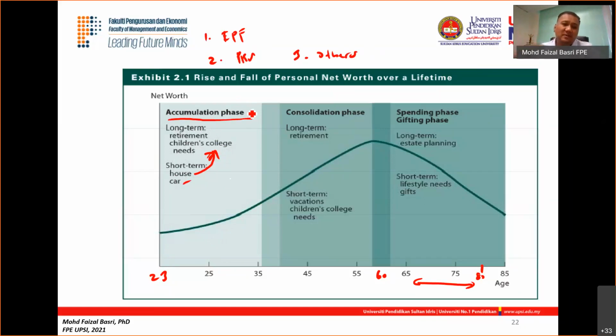This is where we try to generate return as much as possible. Kita nak mengaut keuntungan to accumulate wealth, kekayaan as much as possible. Okay, tapi bukan tamak but obviously within the means lah, within the means. Okay, so once you dah reach your 30s, 40s, maybe 50s, and then dia akan peak at a certain point, okay. Bila tengah-tengah ni, the consolidation phase, this is where your short-term requirement dah berubah.